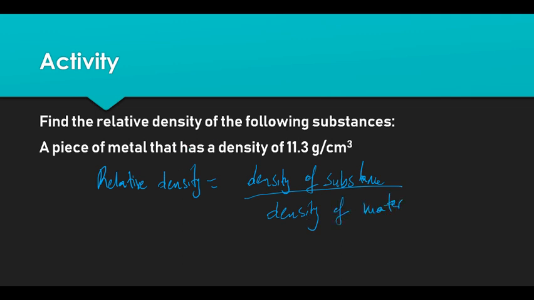So in this case, our substance is a piece of metal and it has density of 11.3 grams per centimeters cube. So we'll say 11.3 grams per centimeters cube divided by the density of water, which again is 1 gram per centimeters cube. So when we divide these, we get that our relative density is 11.3. Right, so the relative density will be 11.3, and again, because we're talking about relative density, we'll have no units.